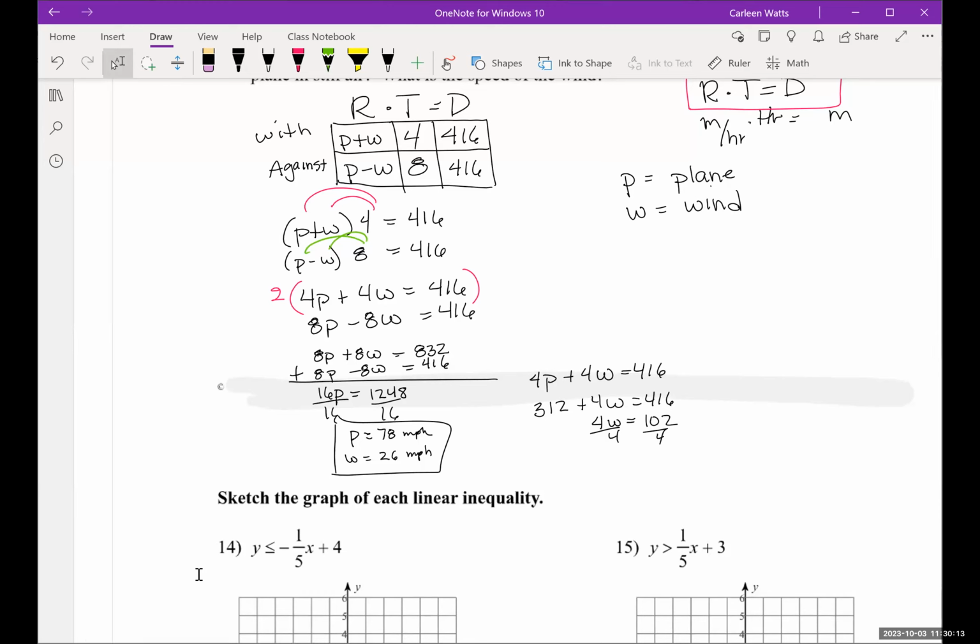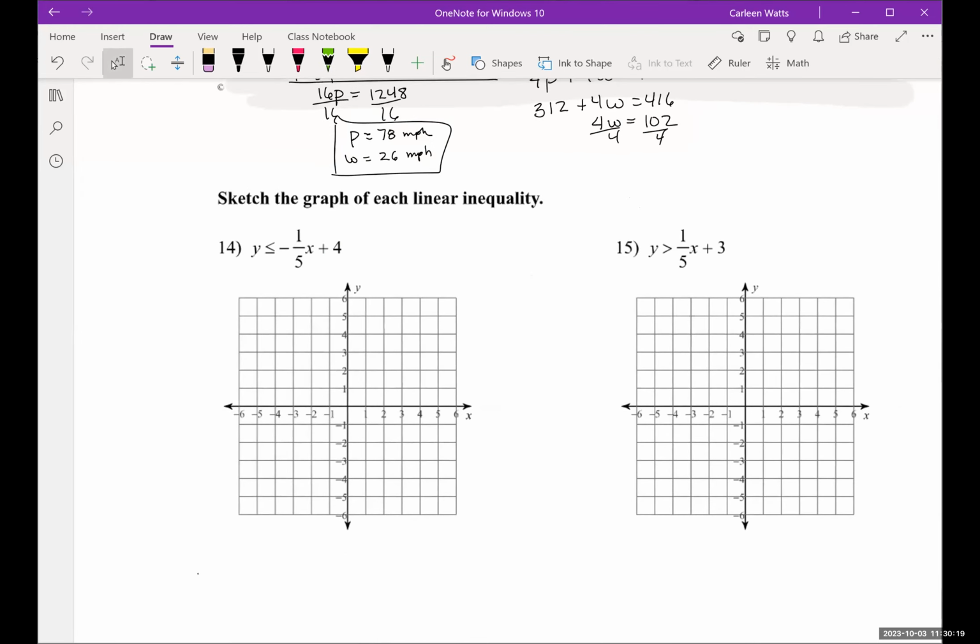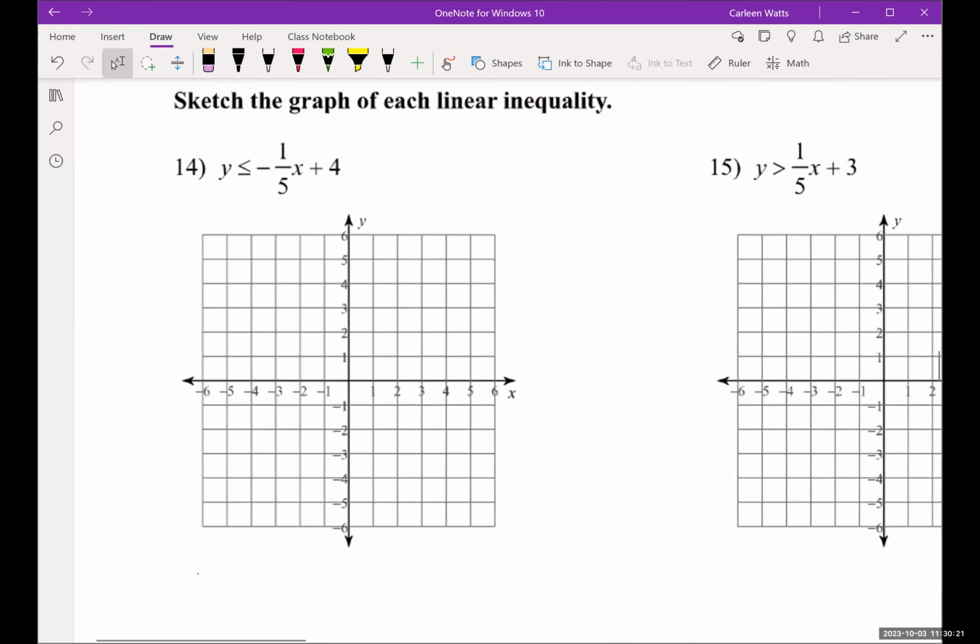Okay, I don't think we're gonna be able to do all these. Yikes. It's 24. We're on 14. Okay, we're gonna move forward.